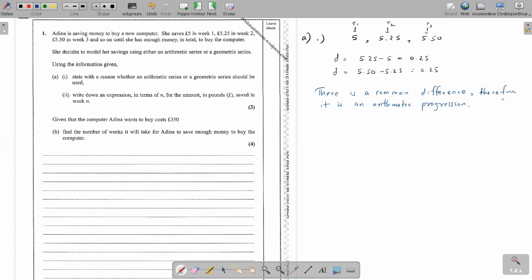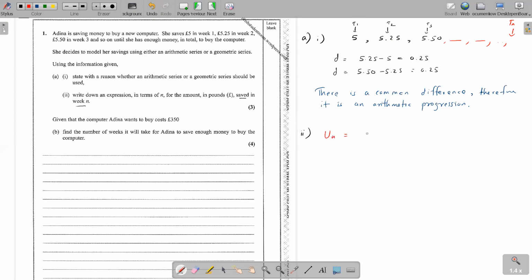Okay, so let's move on to Roman numeral 2. Write down an expression in terms of n for the amount of pounds saved in week n. So they want you to find the amount you save in week n. The amount you save in week 1 is 5, in week 2 is 5.25, and in week 3 is 5.50. So they want you to find the nth term, the Tn or the Un.